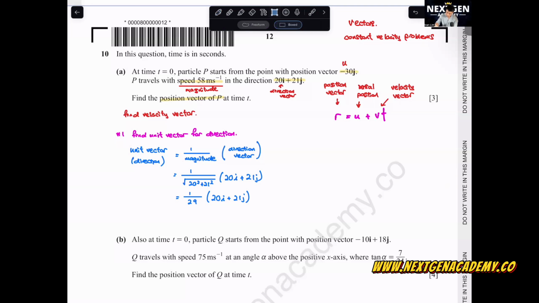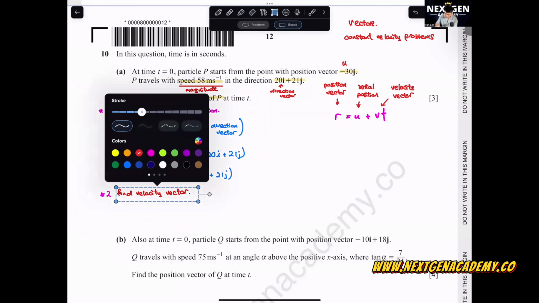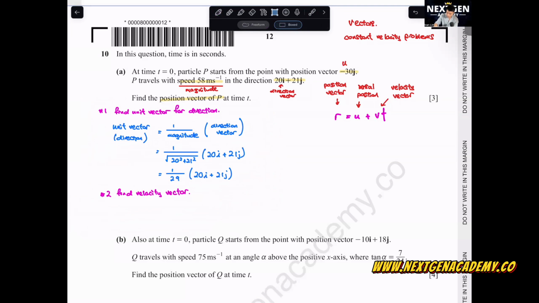Now the second part is to find the velocity vector. How do we find the velocity vector? Sarah mentioned it just now. What's your formula for unit vector again? Unit vector equals 1 over magnitude times velocity vector, right? So the next step is velocity vector equals magnitude multiplied by unit vector, which is what we just found above. This is the direction.